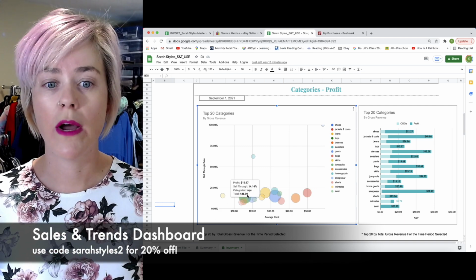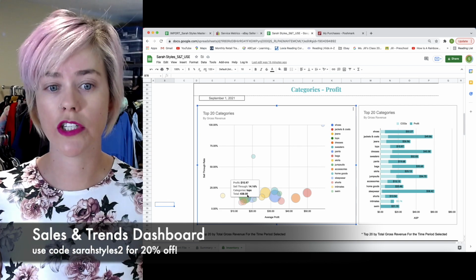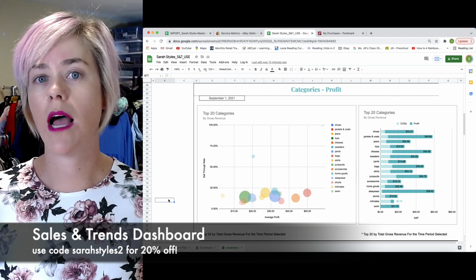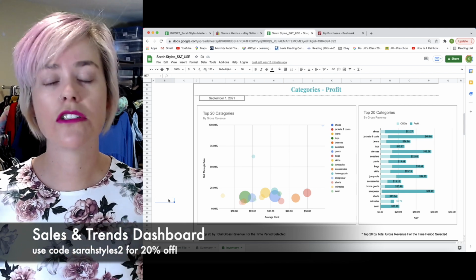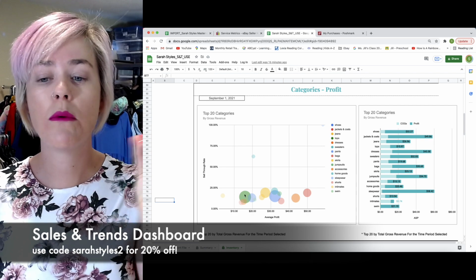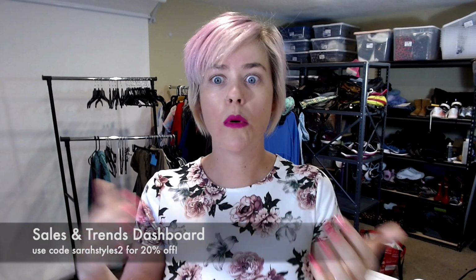And what do you know? Tops is down in this corner. The bubble is larger. So what this is telling me is I'm selling the most tops. I have sold the most dollar amount of tops. And that's strictly because I have a lot of tops. And so if I went out and bought more tops, I would actually just continue to have more tops sitting. I'm selling a lot because I have a lot of them, but they are not performing well for me. And you can't tell that in the Poshmark data.